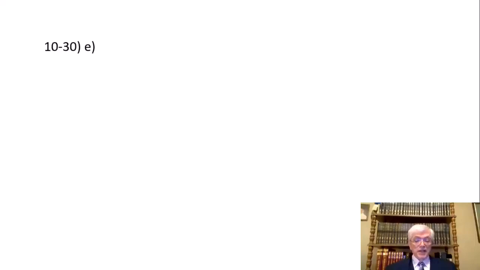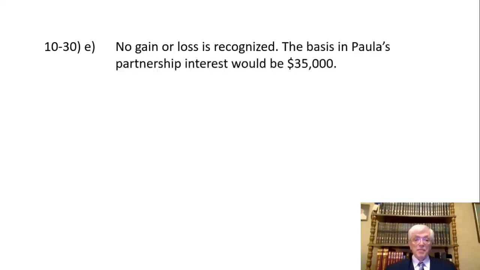Letter E, return to the original facts. Conceptually, how would your answers to parts B or C change if this had been a current distribution? No gain or loss would be recognized, and the basis in Paula's partnership interest would be $35,000. That's the big difference, that Paula's basis does not have to go to 0 if it's a non-liquidating distribution.